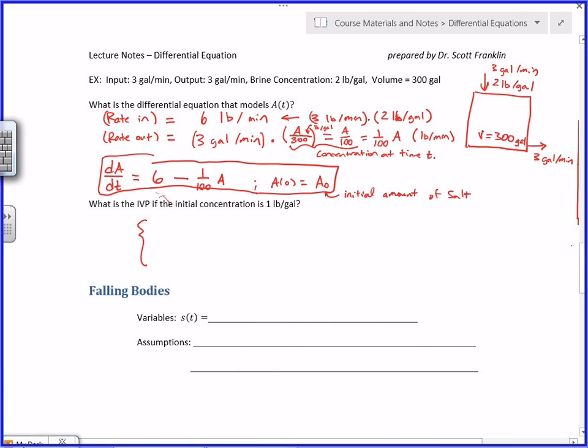So this right here forms an initial value problem. Specifically down here, I would write the IVP, if I know A naught is 1 pound per gallon, I've got to do a little work to figure out what A of 0 is, but we'll do that. dA/dt, the differential equation, is 6 minus 1/100 A. Now I've got to know what is A of 0. If I tell you that the initial concentration is 1 pound per gallon, how much salt is in this tank at the beginning?